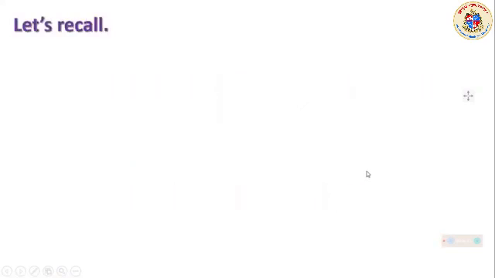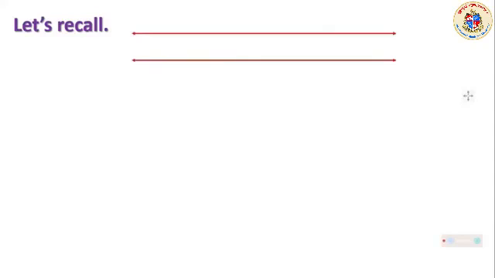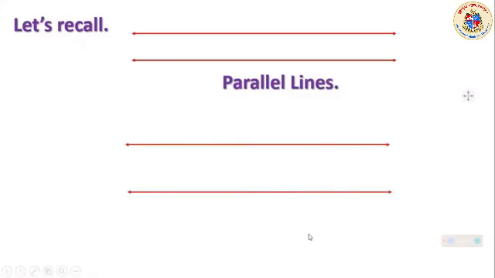Let us recall what we studied in earlier classes. We know what parallel lines are. Never intersecting lines are named as parallel lines. And the transversal is another line which goes across them, which makes angles, about which you studied in your previous years.